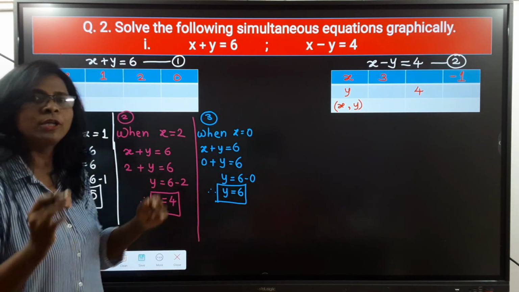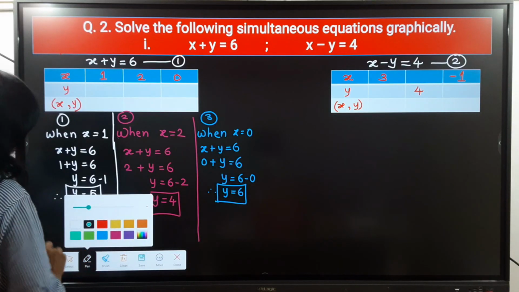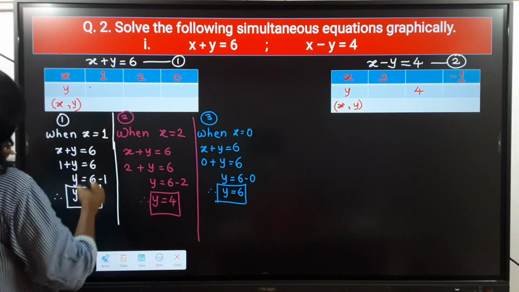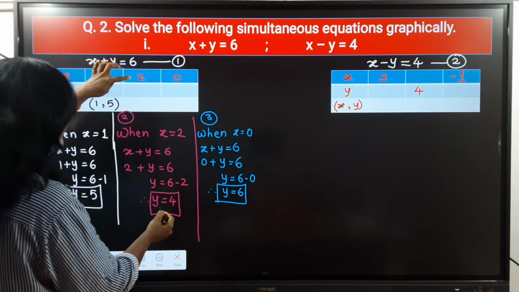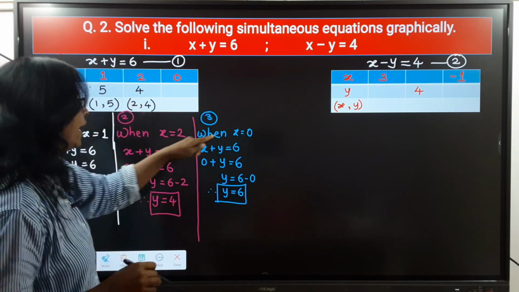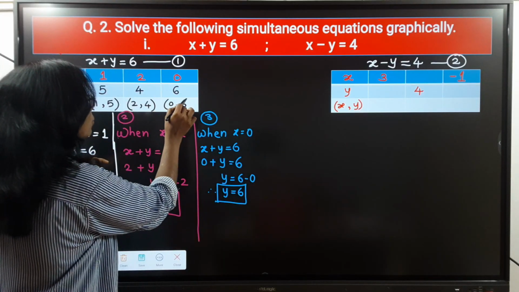So now here students, for the values of x we have the values of y. Therefore I write for x is equal to 1, y is equal to 5. So the coordinates are 1, 5. Then when x is equal to 2, y is equal to 4. So the coordinates are 2, 4. And when x is equal to 0, y is equal to 6. Therefore the coordinates are 0, 6.